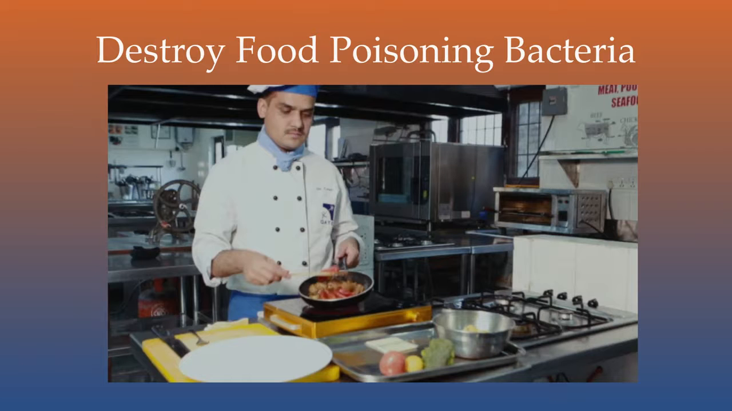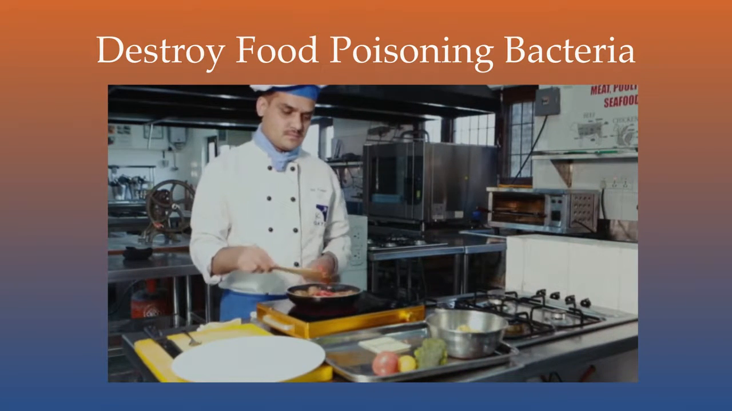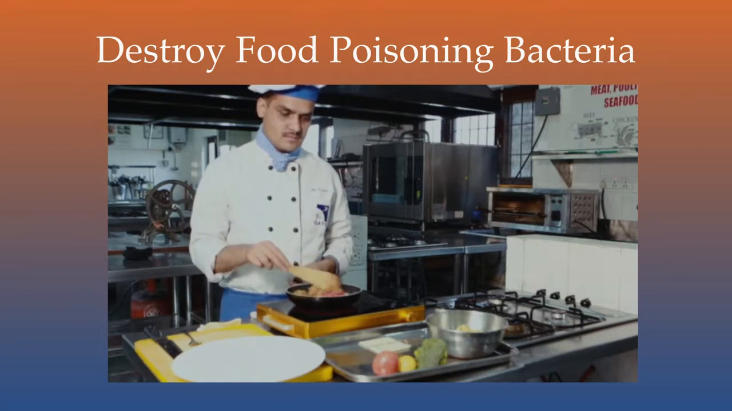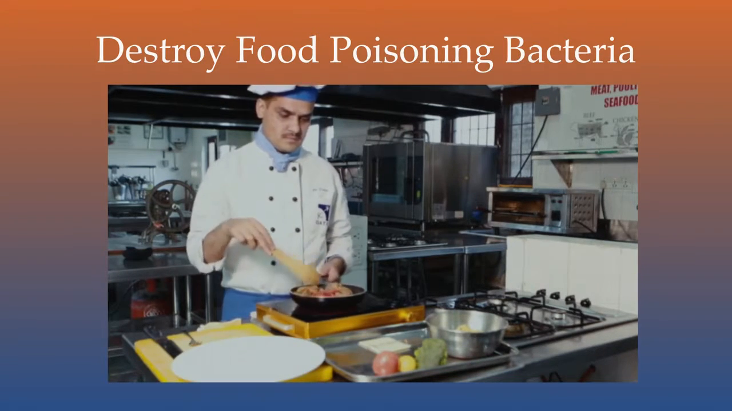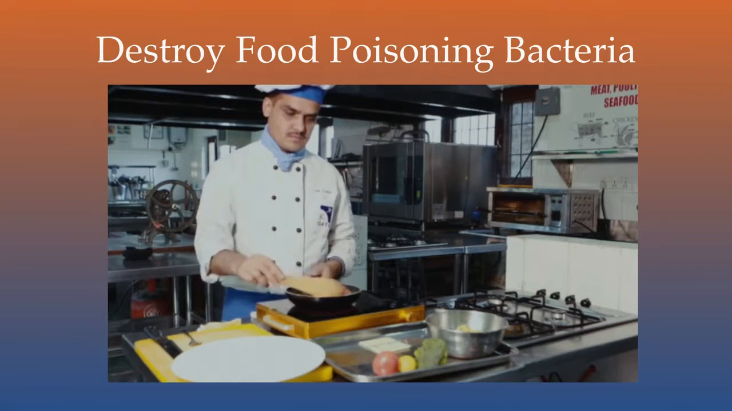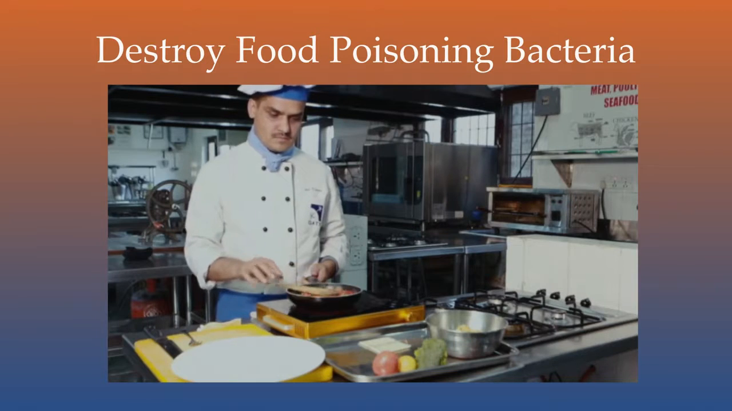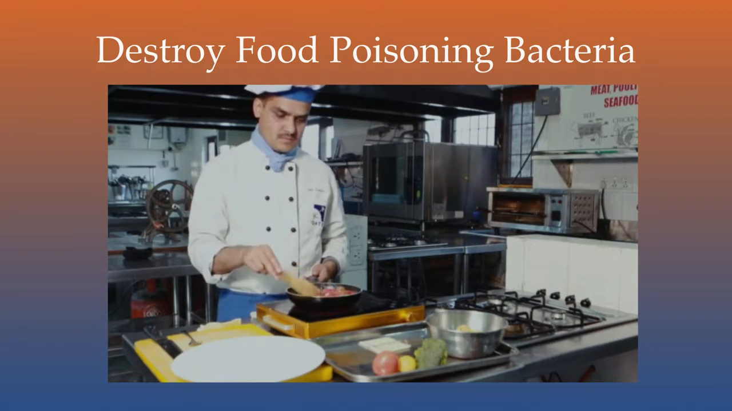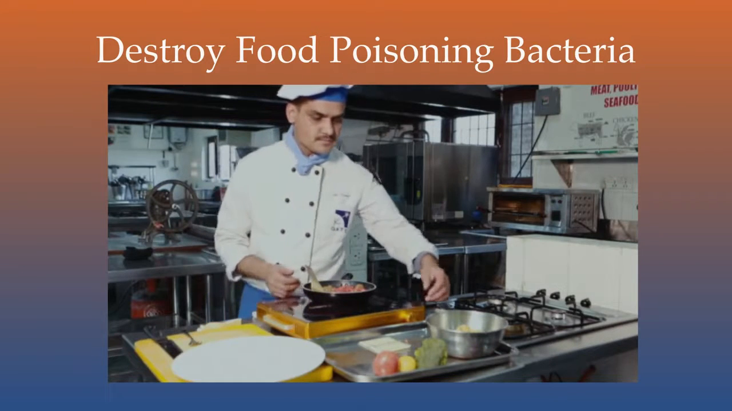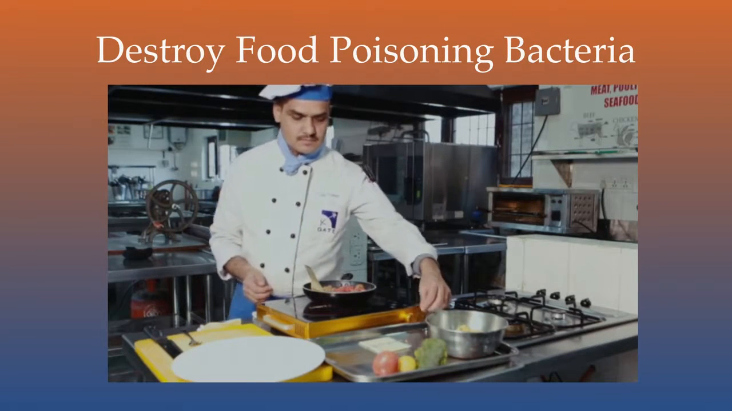Cooking will destroy most food poisoning bacteria. A core temperature of 75 degrees Celsius is usually recommended. Lower temperatures combined with longer cooking times may also be used. In this video, our chef is using a meat thermometer to verify the meat has been cooked to an internal temperature at which it is safe. Meat can appear to be cooked on the outside and yet not have reached a safe internal temperature. A meat thermometer is the only way to be sure.